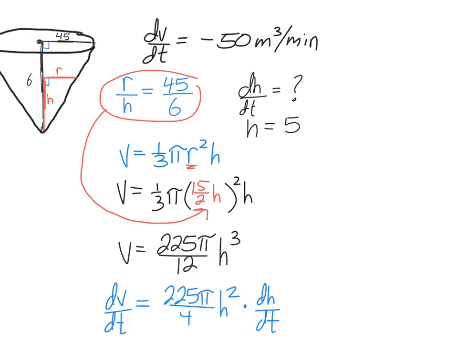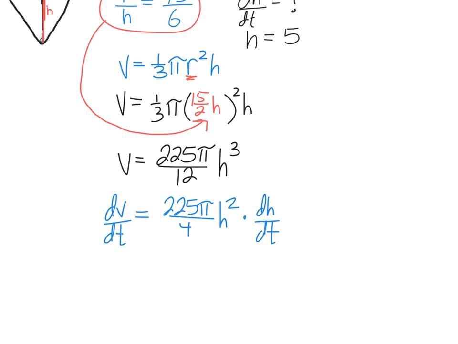Where did the h cubed come from? We have the h getting squared and then later on being multiplied by the h. So negative 50 is going in for dV/dt.